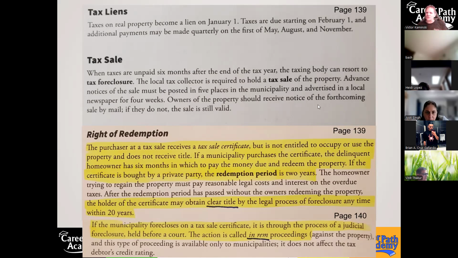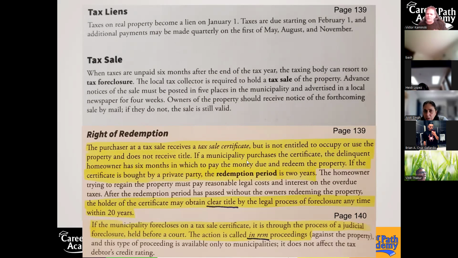Owners of the property should also receive a notice in the mail of that forthcoming sale, but even if they don't, the sale's still valid, because you know you're behind on paying your taxes. You've been getting the bills, you've been getting the late notices, they send many notices to you. The purchaser at the tax sale would receive a tax sale certificate, but is not entitled to occupy or use the property and does not receive title, meaning you don't get ownership, you just get a certificate that says this owner needs to pay you back this money at this interest rate by this deadline.